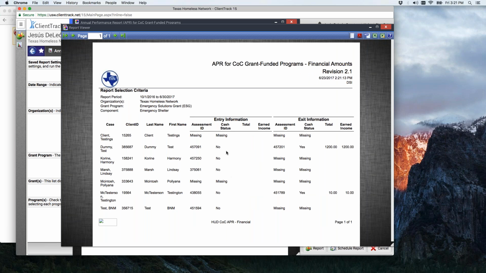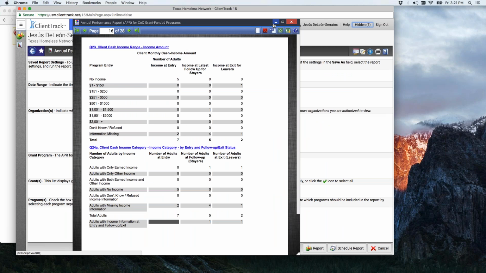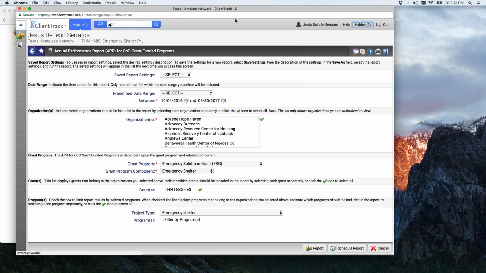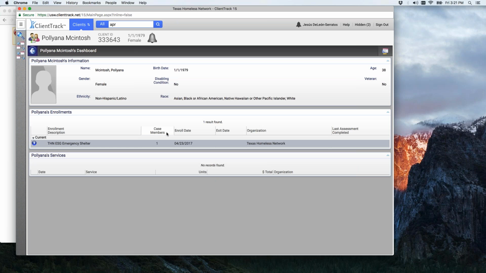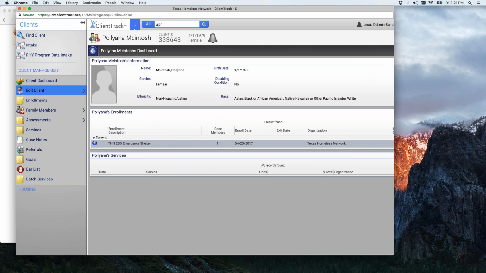If the client responded no, or you typed that the client doesn't have any income, well, you see there, no. But then you will see the missing ones. Let's go and see this one. Pollyanna. That's the name of my dog. All right, I'm going to go to clients in here, and I have Pollyanna here. What happens with Pollyanna? Well, I know that she was enrolled April 23rd. Let's go and see the assessments.